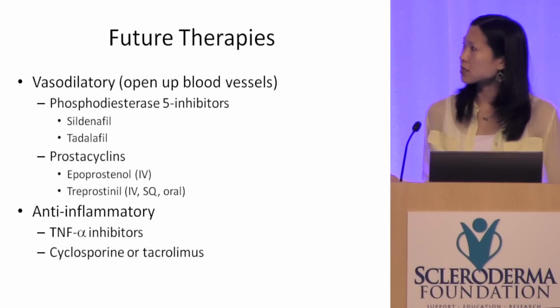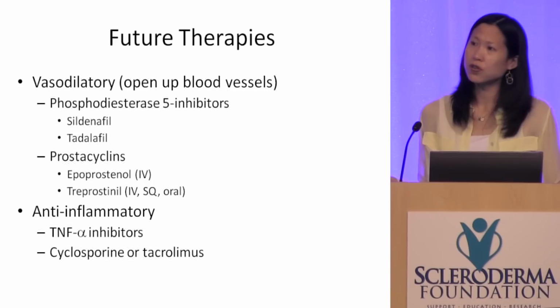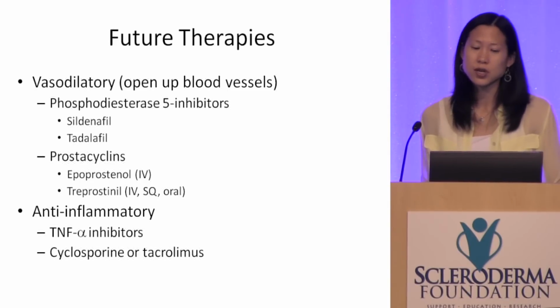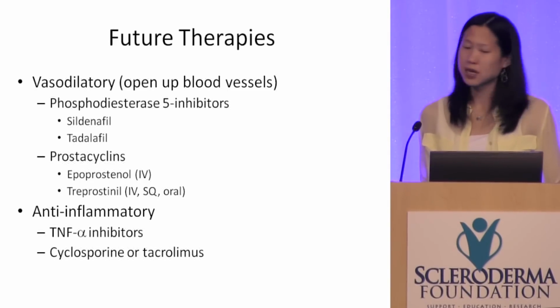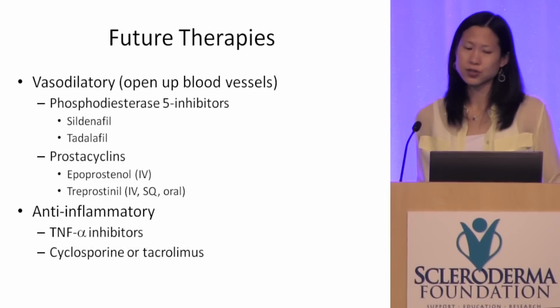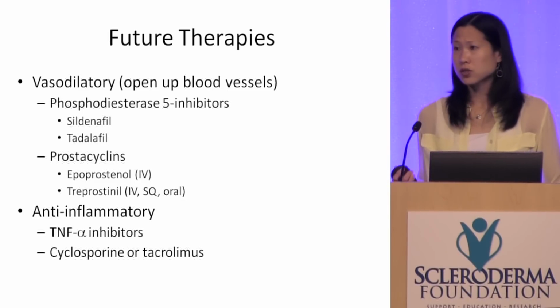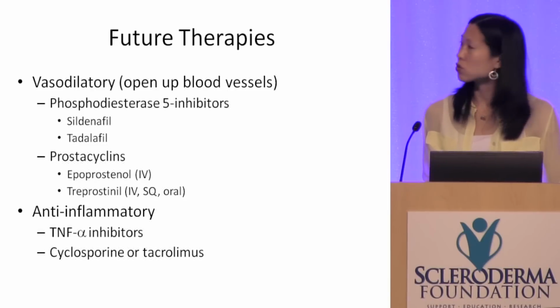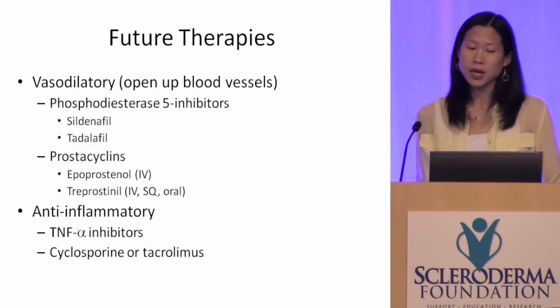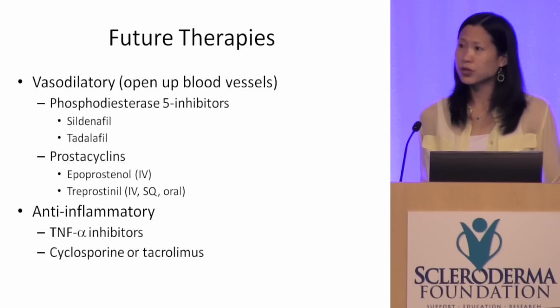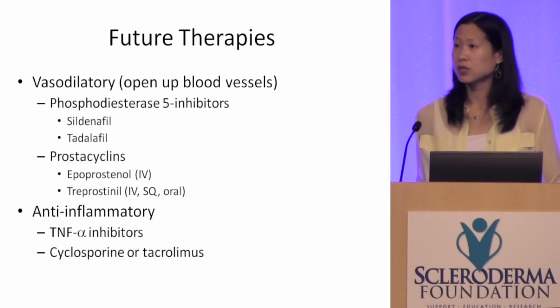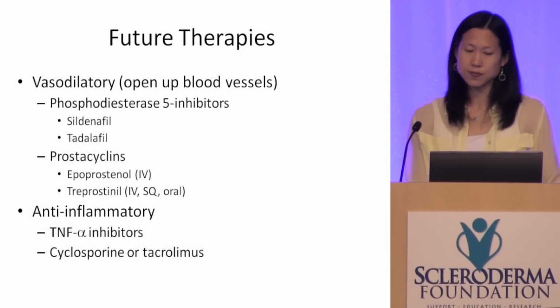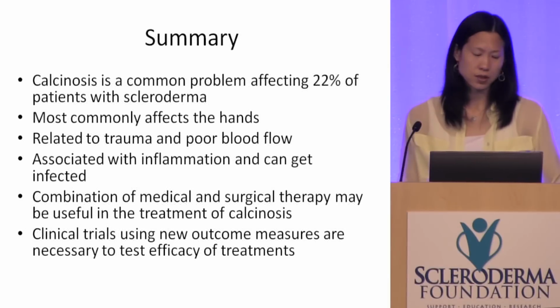These are agents like sildenafil or tadalafil, which are called phosphodiesterase 5 inhibitors, or even more powerful prostacyclins such as epoprostenol or treprostinil. There is also, as I mentioned, a lot of data that anti-inflammatory agents may be very effective for the treatment of calcinosis. So tumor necrosis alpha inhibitors and other agents such as cyclosporin or tacrolimus may be looked at in the future in terms of affecting the inflammation surrounding calcinosis.